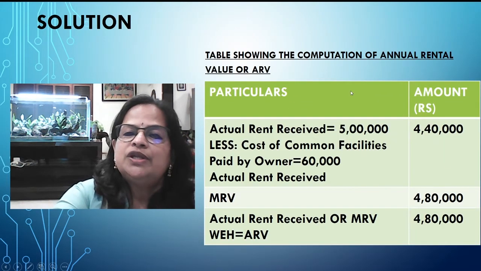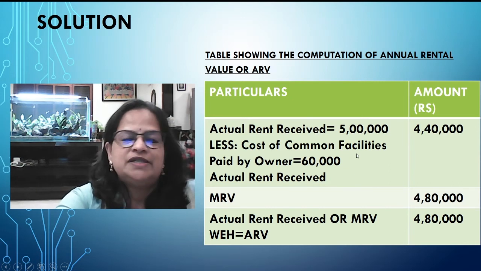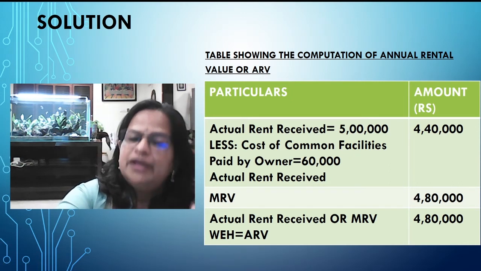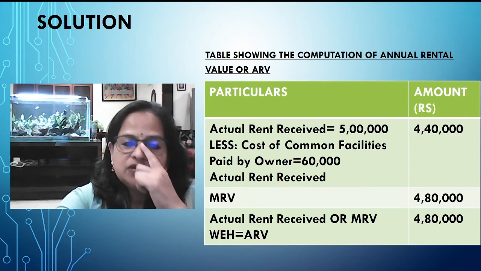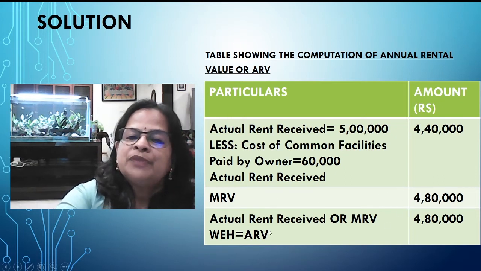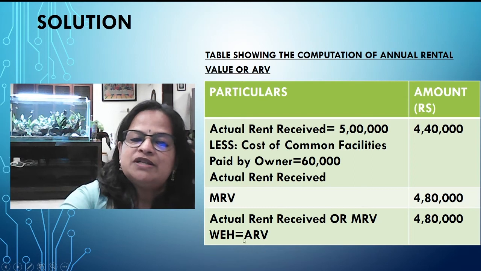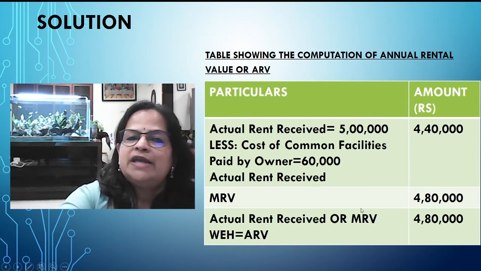Now, table showing the computation of annual rental value. Actual rent received 5 lakhs less cost of common facilities. I told you this is compound rent received, that is, the tenant has paid including maintenance. 60,000 will go to the association. Actual rent received by the owner is only 4 lakh 40,000. So municipal rental value is 4 lakh 80,000. Actual rent received or municipal rental value, whichever is high, will be the annual rental value. So it is 4 lakh 80,000.